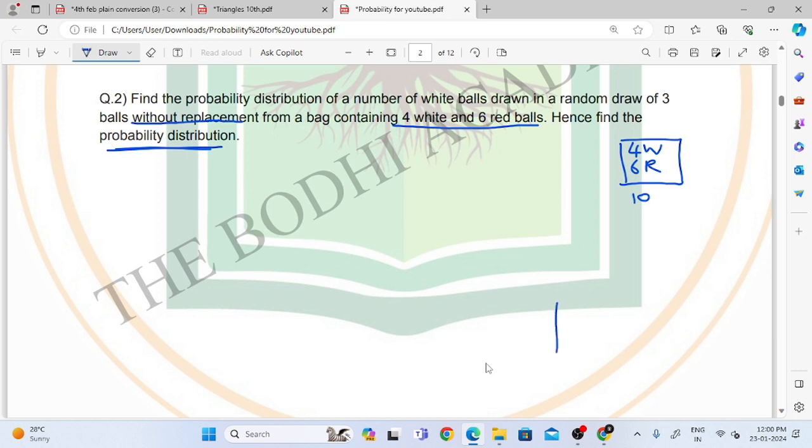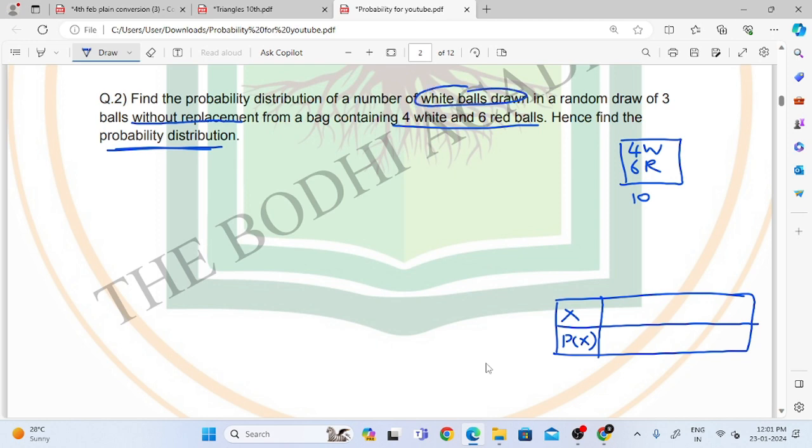Like this, x and P of x. X is called the random variable. So what we are taking here, the probability distribution of the number of white balls drawn. How many whites are there? 4. And how many do we have to select? 3, without replacement from the bag. So in the bag total 10 balls are there, we are picking any 3, and we have to find the distribution for white balls. Total 4 white balls are there and we are taking any 3 out of these 10.